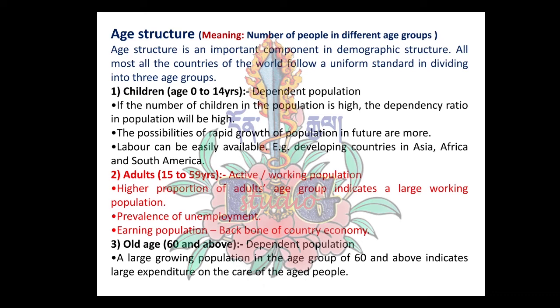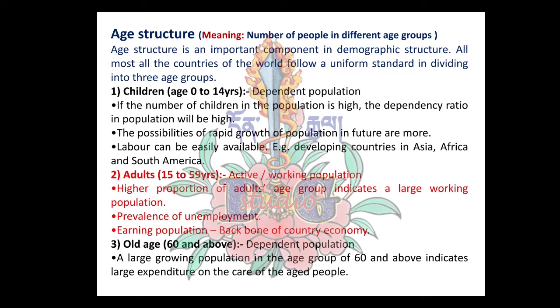Age structure is an important component of demographic structure or population composition, next to sex composition. In the world, almost all countries follow three main groups in order to divide the age groups in a population.